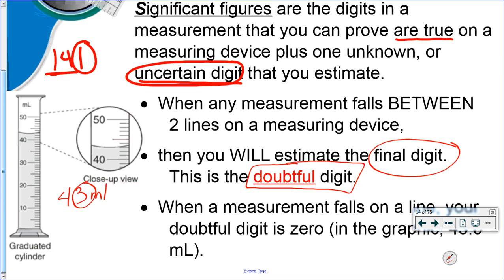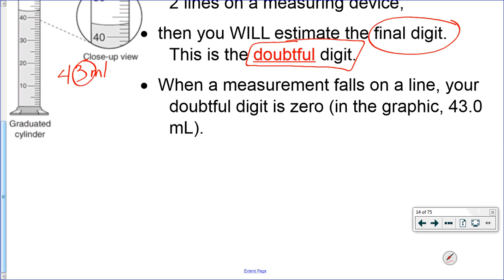When a measurement falls on a line, your doubtful digit will be 0. So let's say the meniscus falls right on the line, then I would write down 43.0. That's if this is exactly on the 43 mark. I'm certain that I hit 43. I'm just not certain if it's like 0.0001 or whatever. So it's okay.